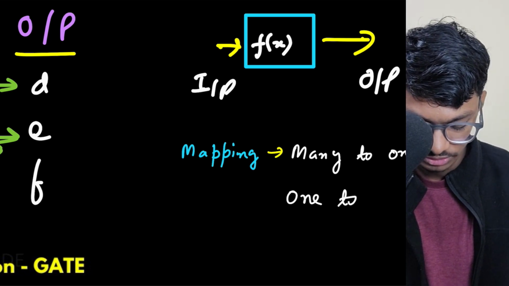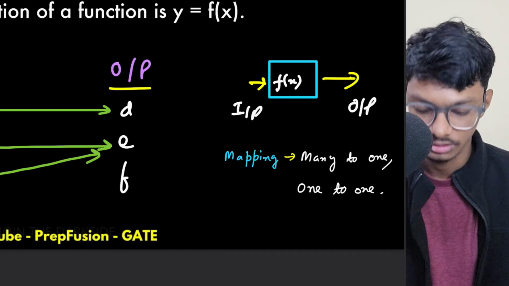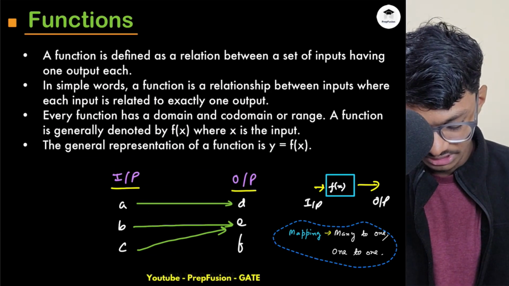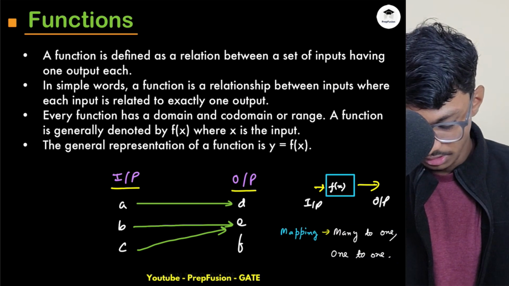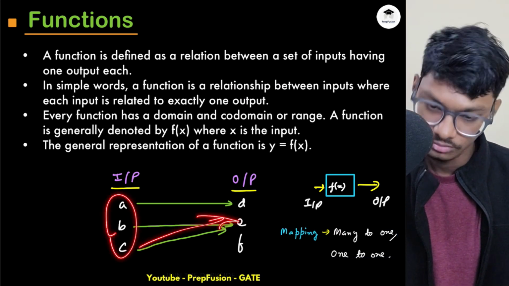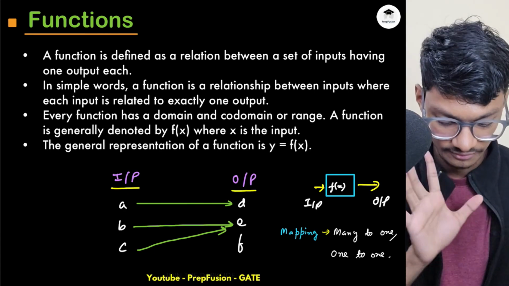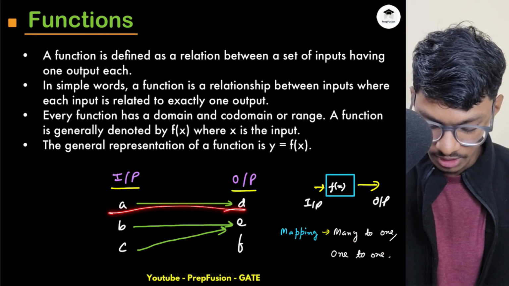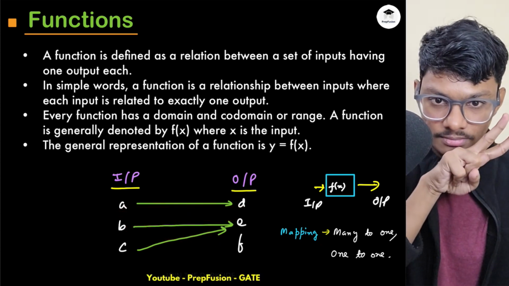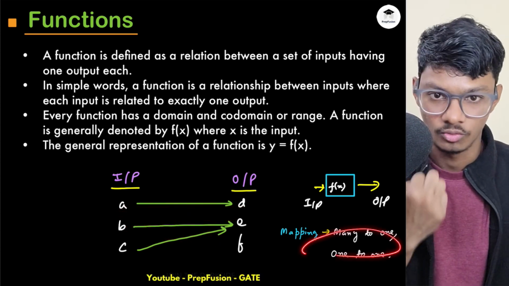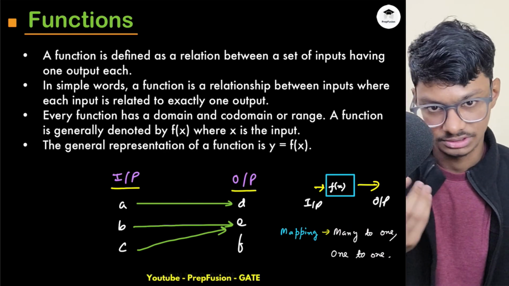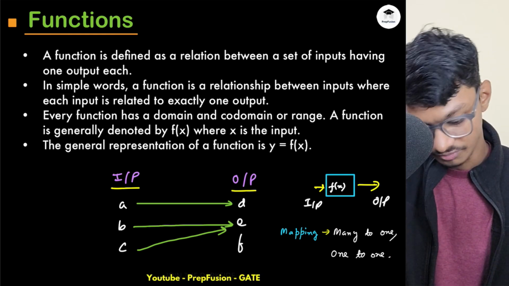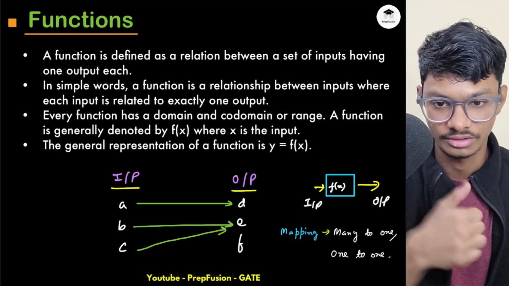What do you mean by many to one? You can look this up in Google. I will just explain this briefly. Many to one means many inputs are mapping to a single output. That is possible for a function. What does one to one mean? For each input, I am getting a specific output, not the same output again. So that is what one to one mapping means. You can just search it up. These are also called relations. You can look it up.